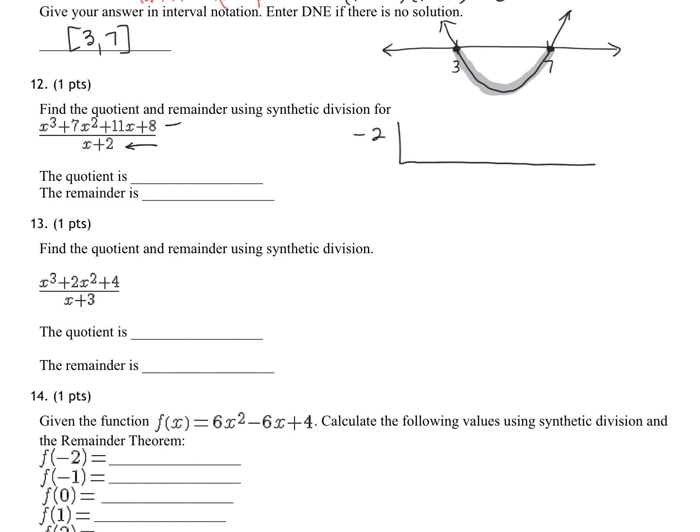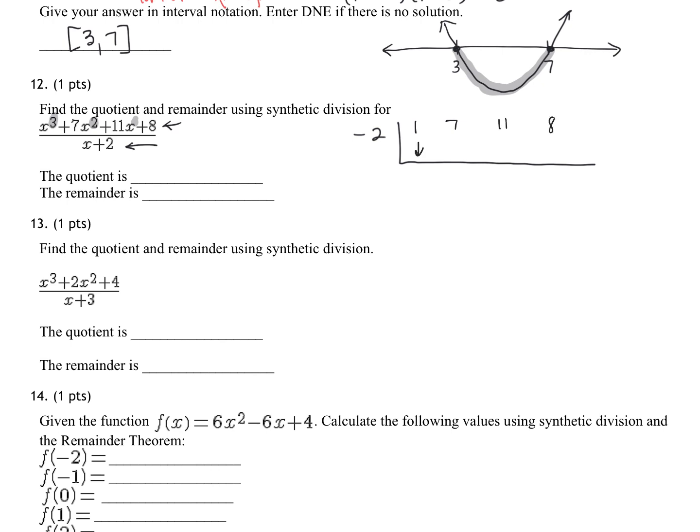Also remember that you're not missing any terms in your numerator. So we have x cubed, x squared, x to the first, and no x. So we're not missing any terms. So then we write the coefficients, 1, 7, 11, and 8.